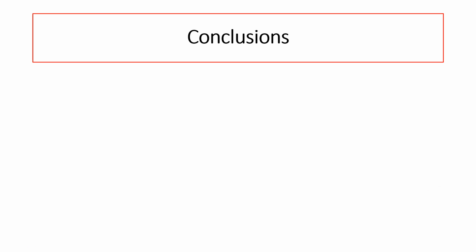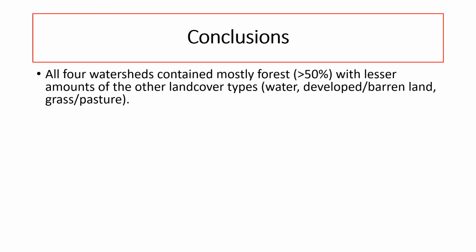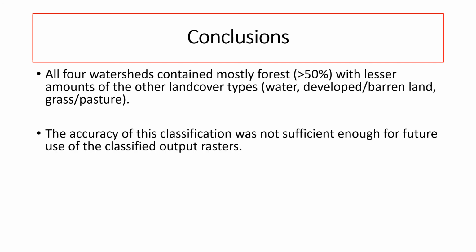So in conclusion, all 4 of the watersheds that I analyzed contain mostly forest, so I was partially correct in my hypothesis. They also contain lesser amounts of the other land cover types, which were water, developed and barren land, and grass and pasture. The accuracy of this classification, however, was not sufficient for future use of the classified output rasters. I had hoped to find an accuracy greater than 90%, but I only found an accuracy of about 73%, so I wouldn't feel comfortable using these for anything in the future.